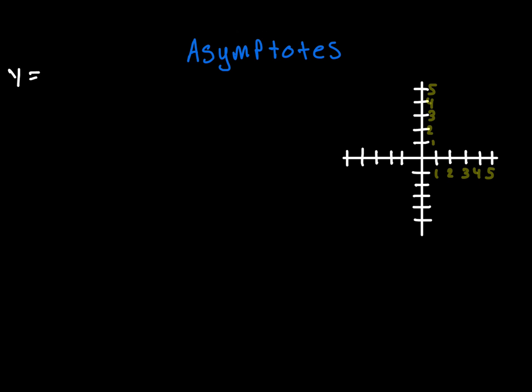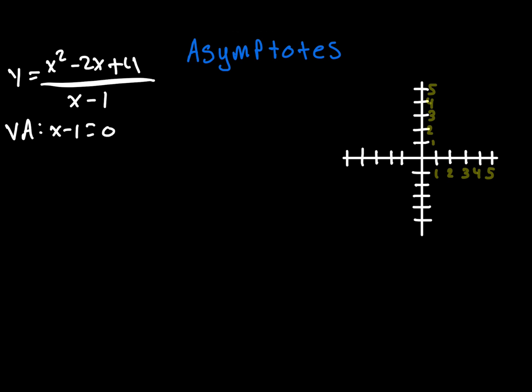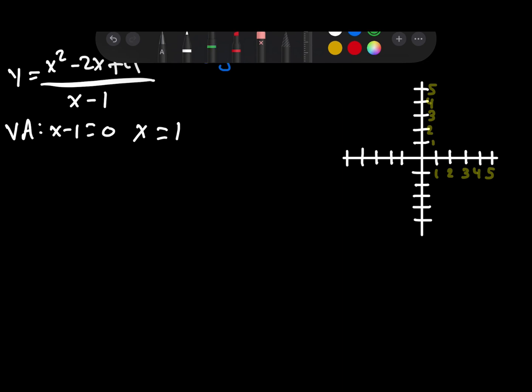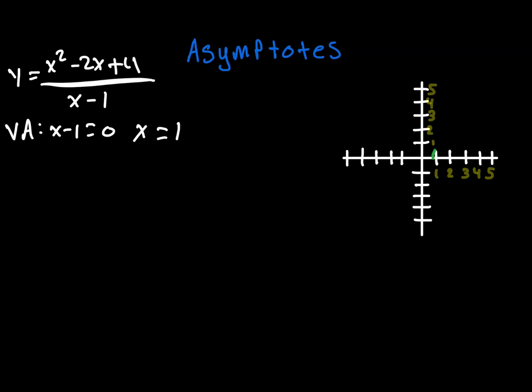Y equals x squared minus 2x plus 4, all over x minus 1. Let's find our vertical asymptote first. To find the vertical asymptote, again, you would have to set the denominator equal to 0. X minus 1 equals 0. This would give us x equals 1, just like our previous couple questions. Now we just label that at x equals 1.